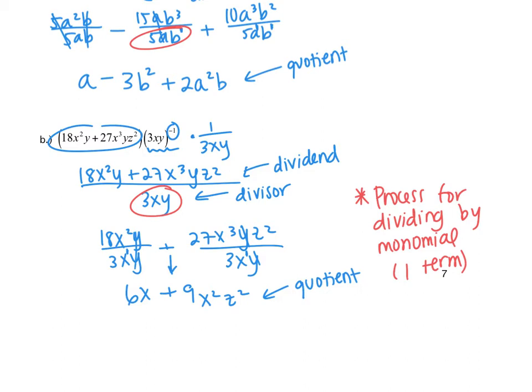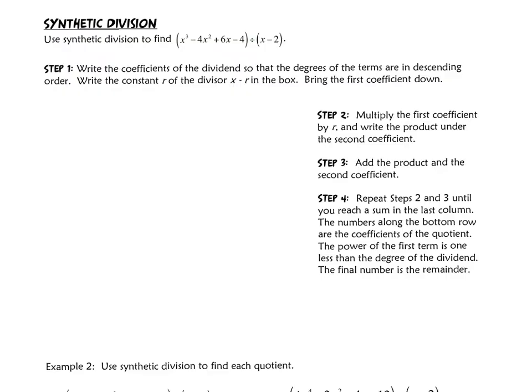So now we're going to move on to the other type of division, which is when you're dividing by a polynomial, more than one term in the denominator. So let's see what that looks like. Next type of division we're doing is what's called synthetic division. So we see that example at the top. We're doing x cubed minus 4x squared plus 6x minus 4 divided by x minus 2.